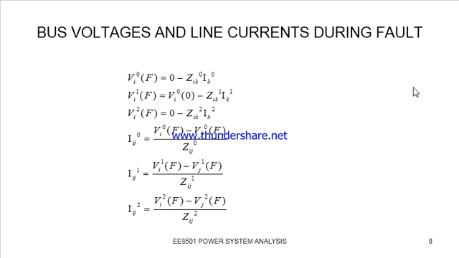From this, we can calculate the IIJ0, IIJ1 and IIJ2 values. I mean the sequence values of the double line to ground fault. Easily, in this method, we can find out the bus voltages and the line currents.